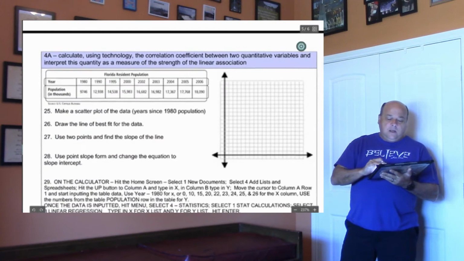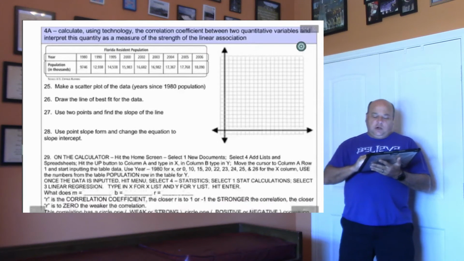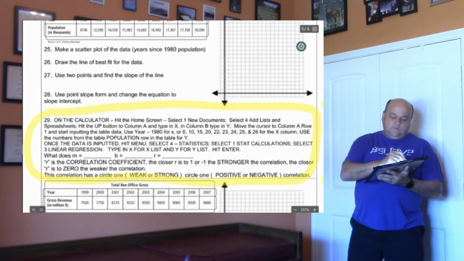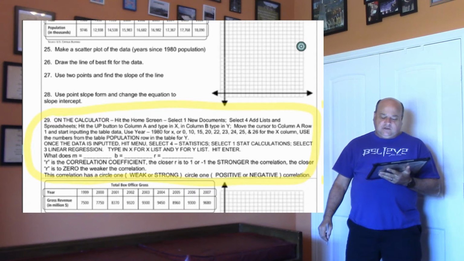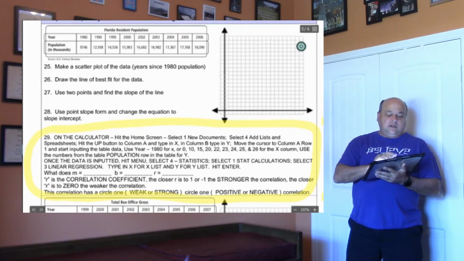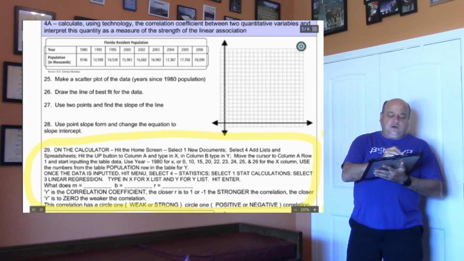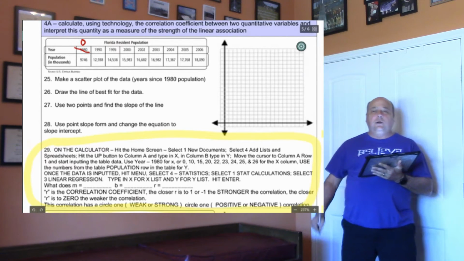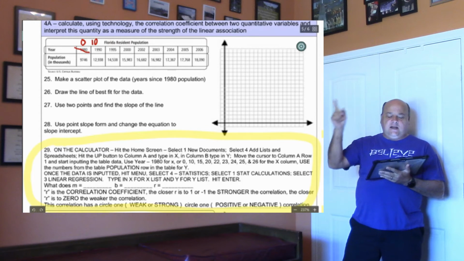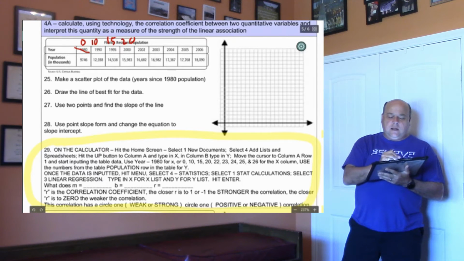Let's keep going. Okay, right here, this is when you use the calculator, and these are excellent instructions down here. This is how you get these answers, okay? So let's go through this. The first thing you need to do, if you have years, is make the first year year 0. And then 1990 minus 1980 is 10. 1995 minus 1980 is 15. 2000 minus 1980 is 20, and then this would be 22, 23, 24, 25, and 26.